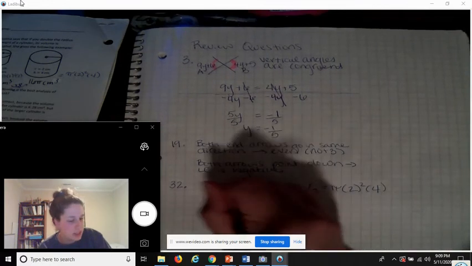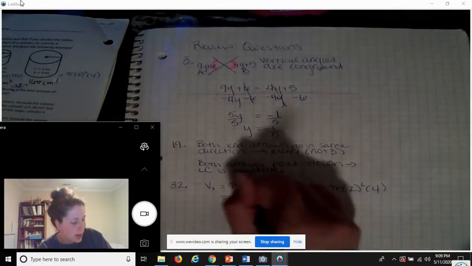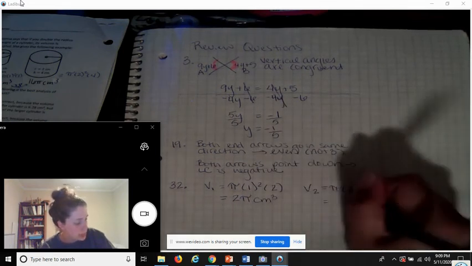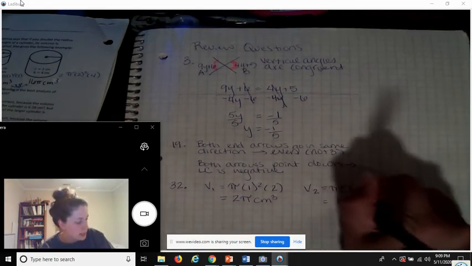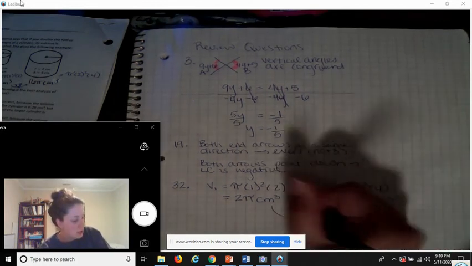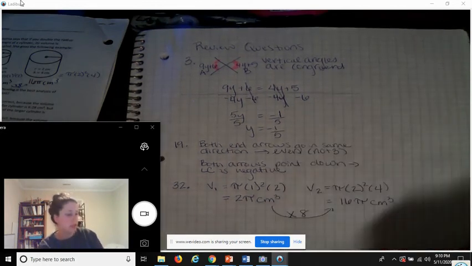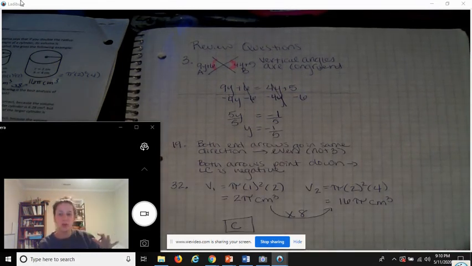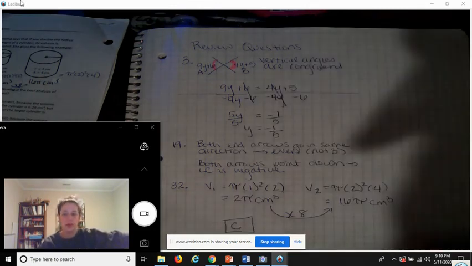And this ends up giving me 2 pi centimeters cubed. And this one ends up getting me 16 pi centimeters cubed. To get from the first to the second, you have to multiply by 8. So we should get answer choice C. Okay, so that's kind of like the shortcut version of the solution for 32.